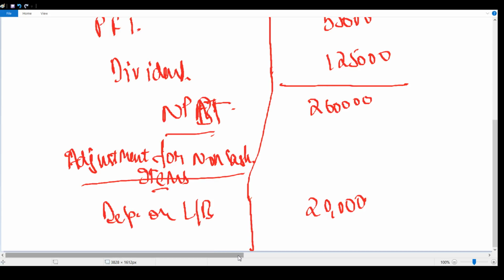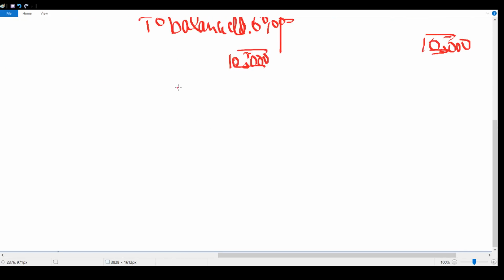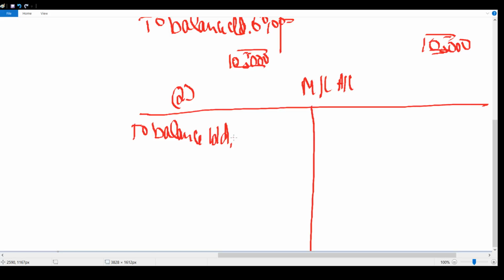Now next, working note number 2. Firstly, we will prepare the machinery account. Machinery account. To balance brought down, machinery 7,50,000. By balance carried down.